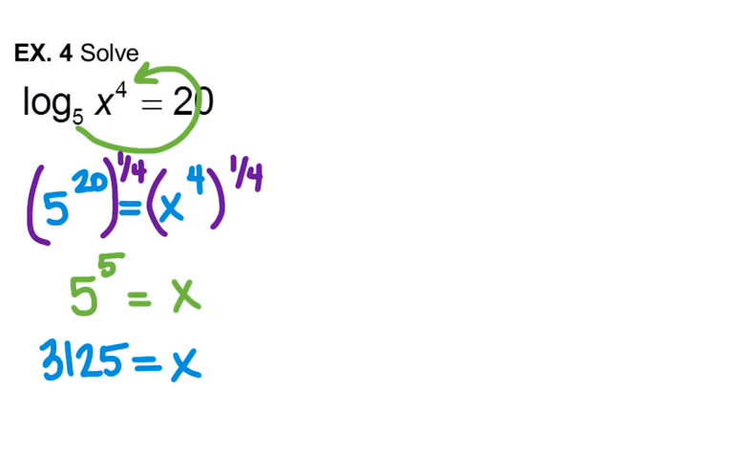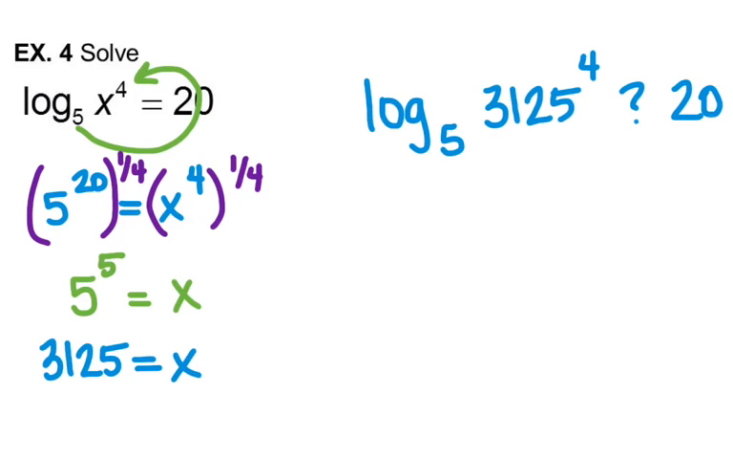Again, we want to plug in to check. So log base 5 of 3125 raised to the 4th power, and that does equal 20.